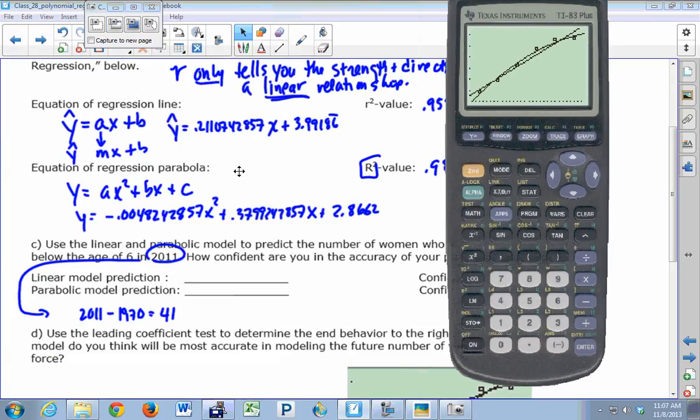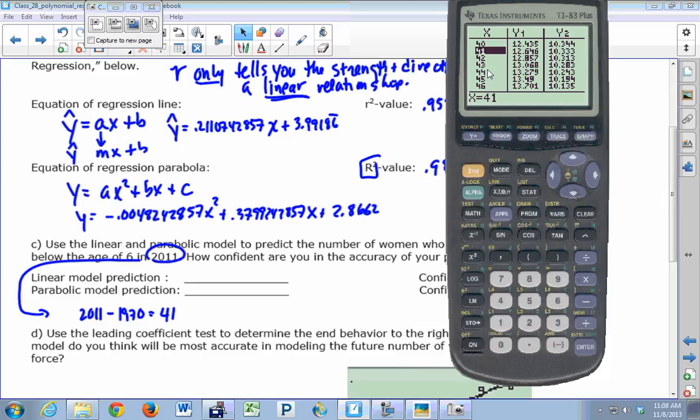So it has these equations in Y1 and Y2. So you set your table. You're only interested in the year 1941. So, well, you could start with the year 1940 if you want. Now you want to ask your table for a particular year, or you could have it automatically increment. It's up to you. I'll just keep it on automatic because I know my second value will be the year 2011. I hit second table. And right here at 41, if I go down to 41, this is what each model predicts for the number of women in the civilian force.